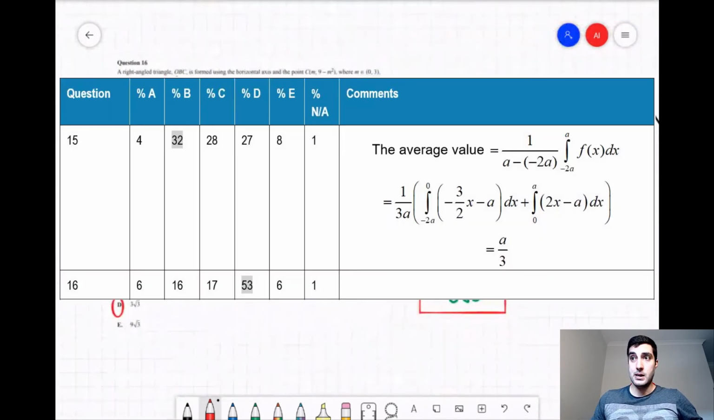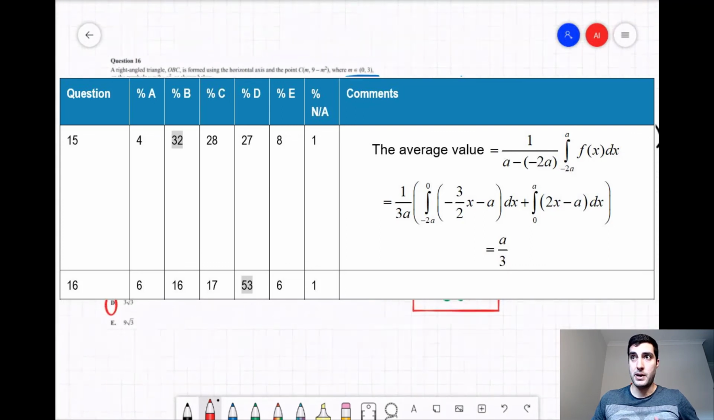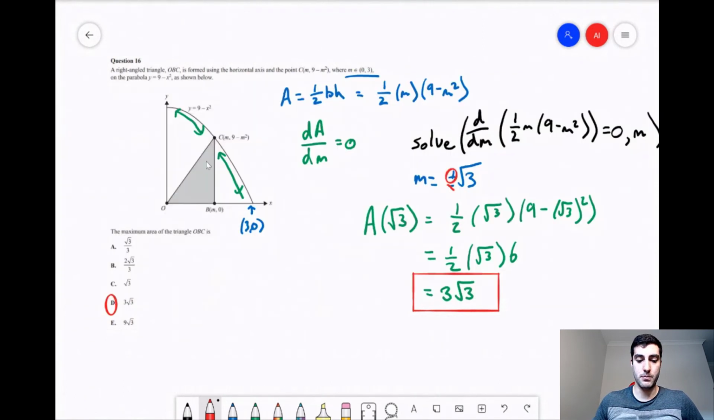Question 16 was answered a lot better with 53%, and there's no comments for that one, but hopefully that's nice and clear. This type of problem comes up quite a lot, so hopefully you guys are familiar with it and you've had a bit of practice already.